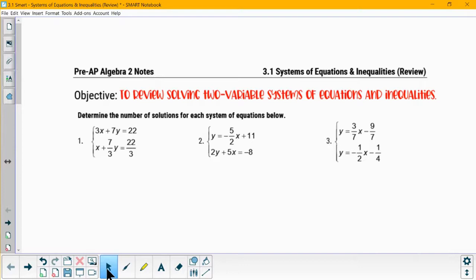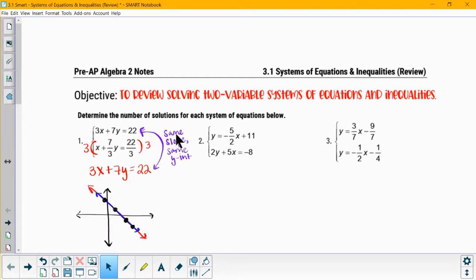of equations below. The important thing here is going to be slope and y-intercept. So we're going to get these equations to look as similar to each other as possible. So for number 1, I'm going to multiply the bottom equation by 3 for every single term. So that's going to give me 3x plus 7y equals 22. And if you notice, now my equation looks exactly the same as the one that's at the top.